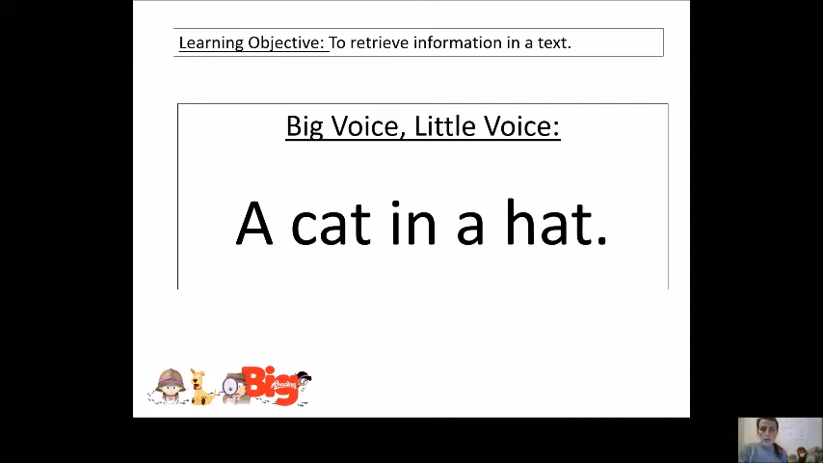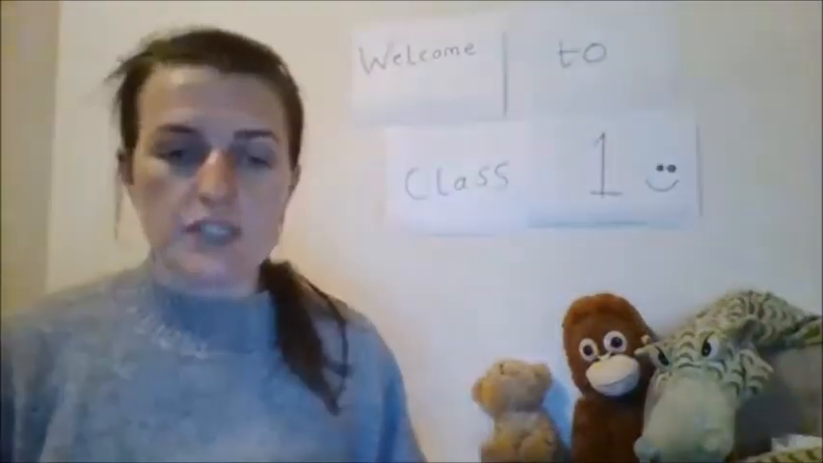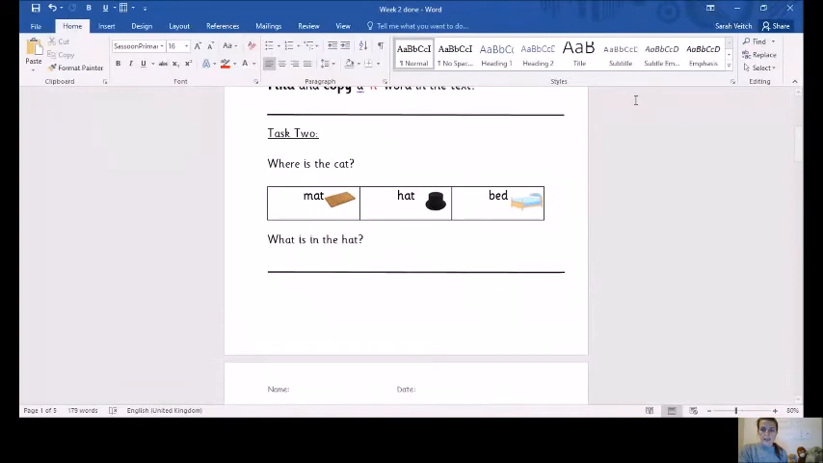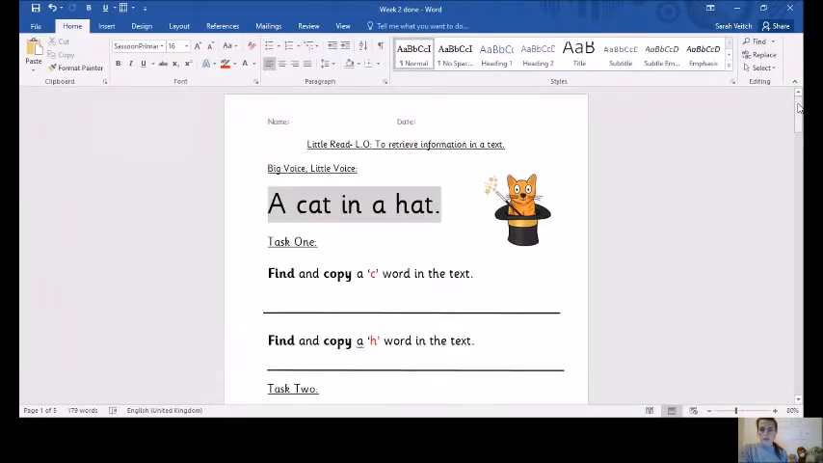Now we are going to have a look at our worksheet. This is what we will have been doing if we were at school. We're going to go through this one together and talk about and answer the questions together as a group. As you can see, it has our bit of text on the top, like we have just said, a cat in a hat. The first question says, find and copy a K word in the text.